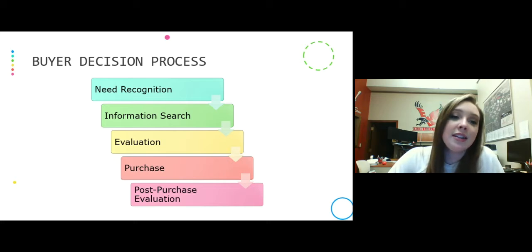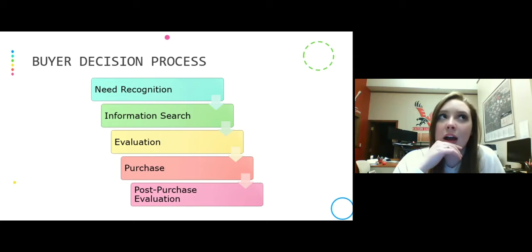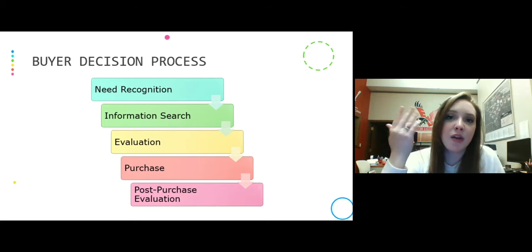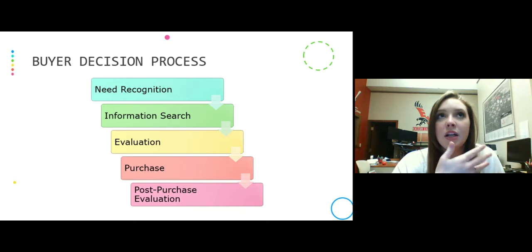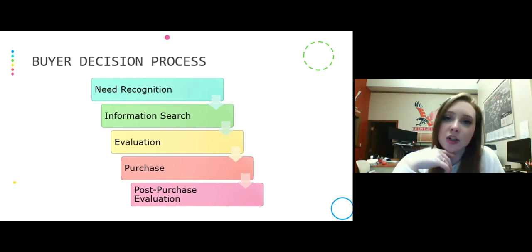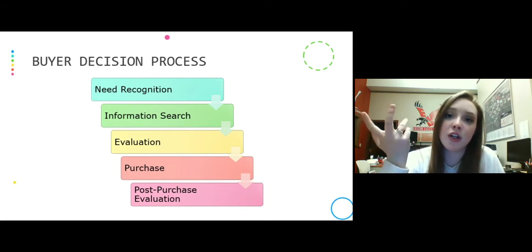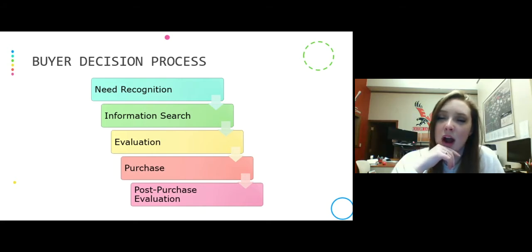The first stage is need recognition. The need can be triggered by internal stimuli or external stimuli. Internal would be your friends and family, your word of mouth, your influencers, etc. Your external stimuli could be what you hear on the radio, advertisements, billboards, etc. But the need needs to be a high enough level to become a drive. It needs to become a motive for you, because if you don't have a motive or a drive to buy the product, you won't do it.